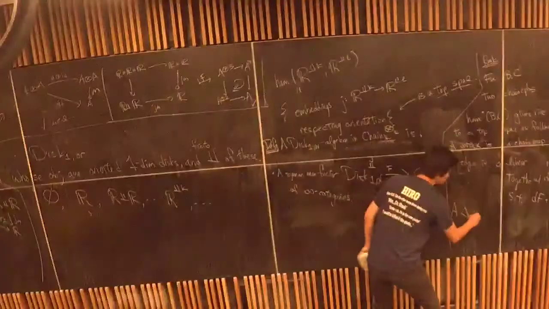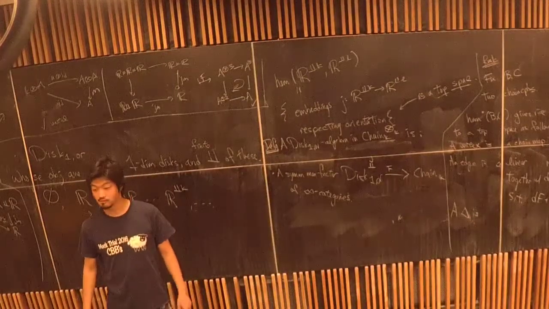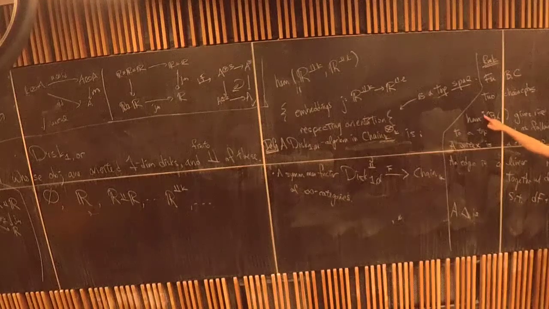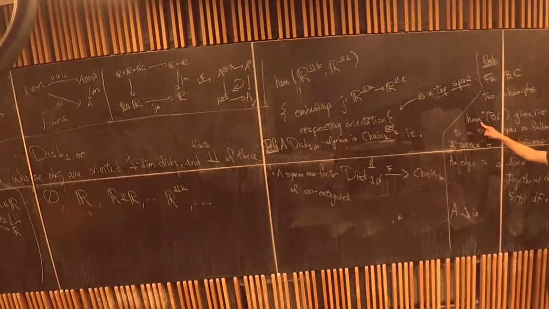Can I just ask? Yeah. So when you say chain, I mean, does it go down or does it go up? So I'm using the chain complexes. The arrows go. So I was agnostic about B and C, whether they're top or bottom, but this I consider as a cochain complex.